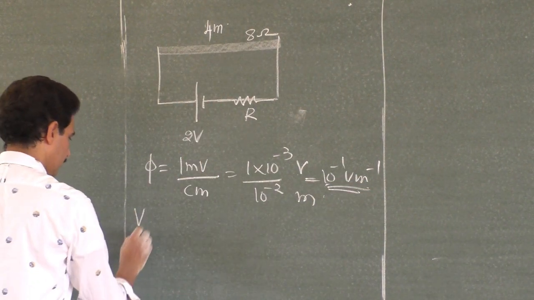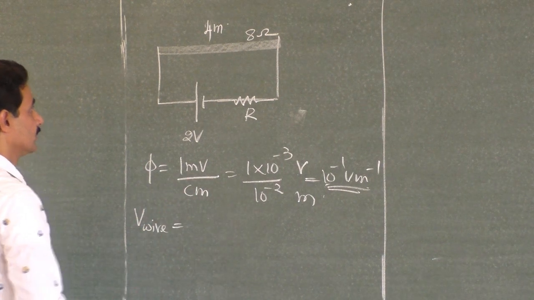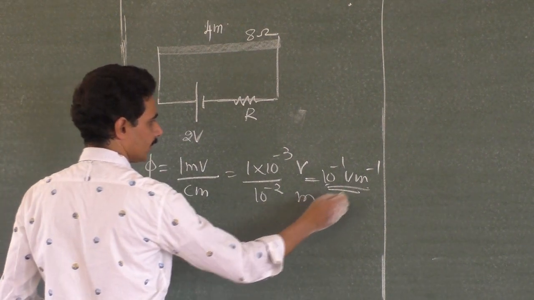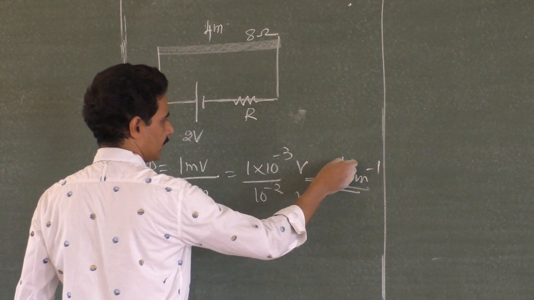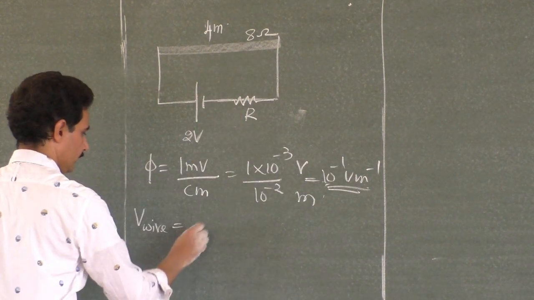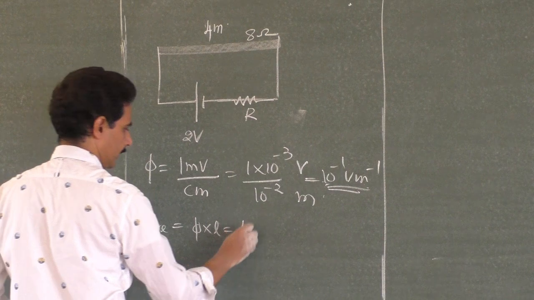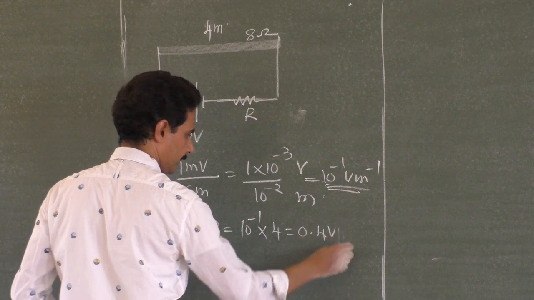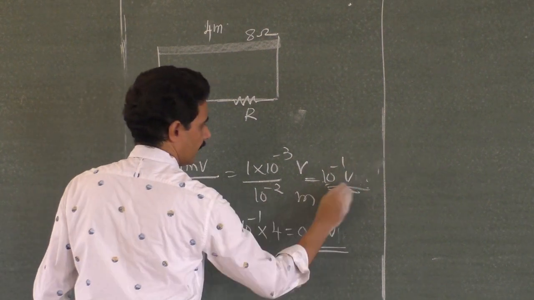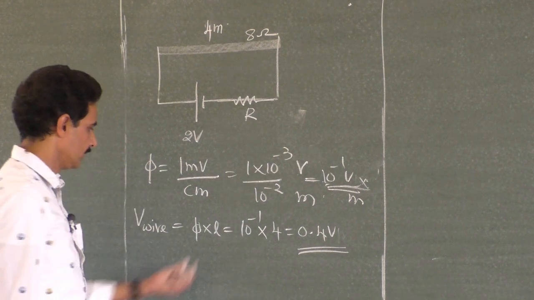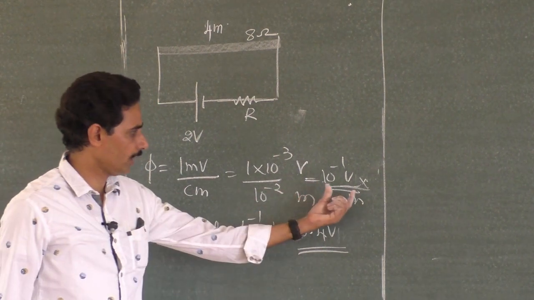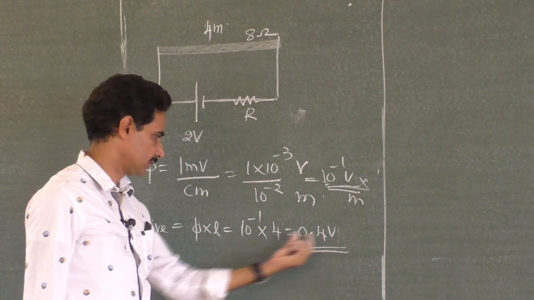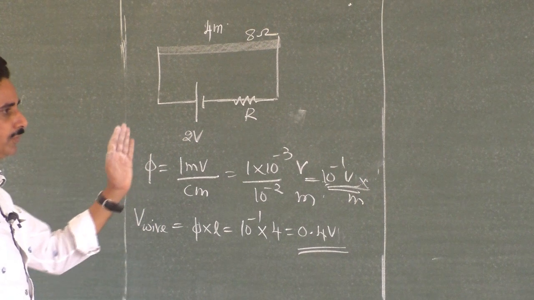What is the voltage across the full wire? It is 4 meters in length, so multiply by the length. 1 meter contains 10 to the power minus 1 volt, so what about 4 meters? 10 to the power minus 1 into 4 is 0.4 volt. It is volt, not volt per meter, because the per meter is lost when you multiply by length. So the potential drop per meter is 10 to the power minus 1, and for 4 meters it is 4 into 10 to the power minus 1, 0.4 volt, the voltage across the full wire.